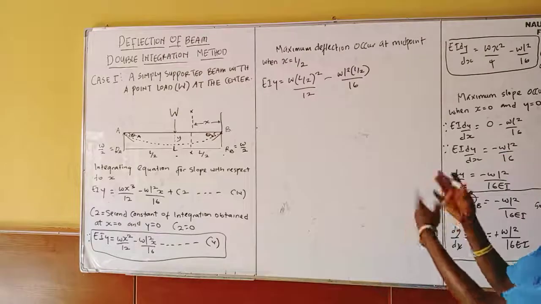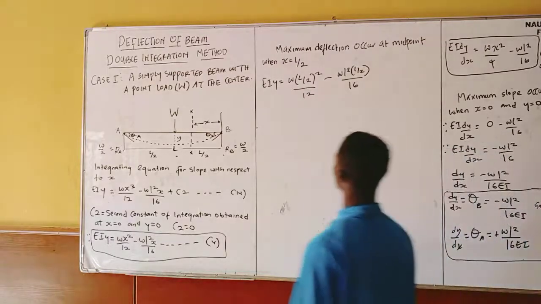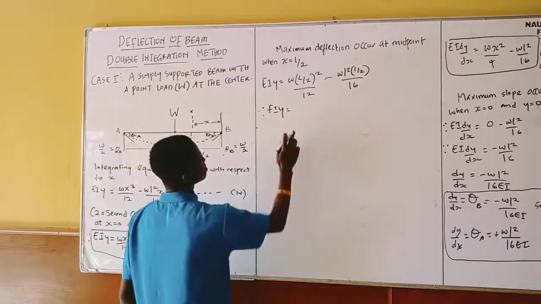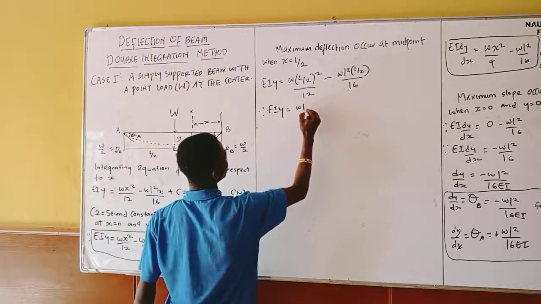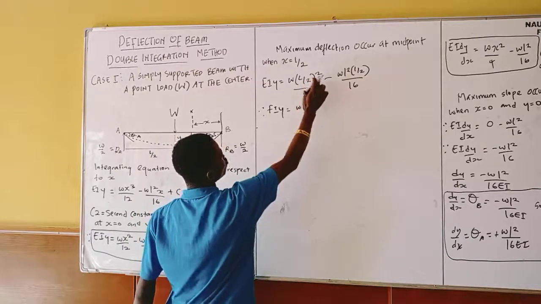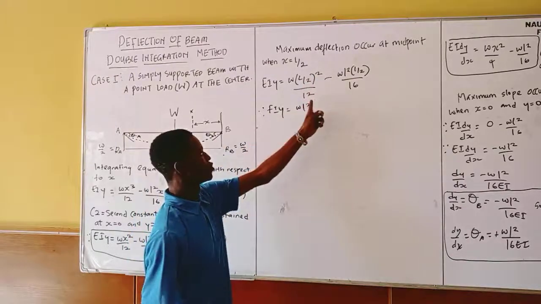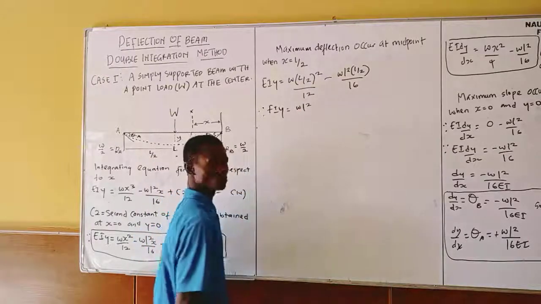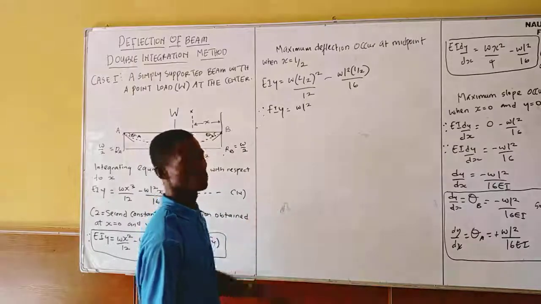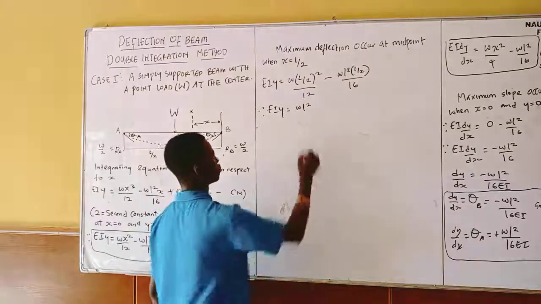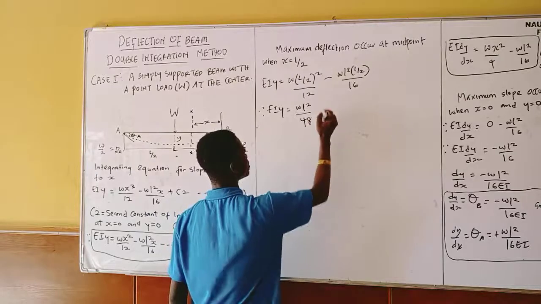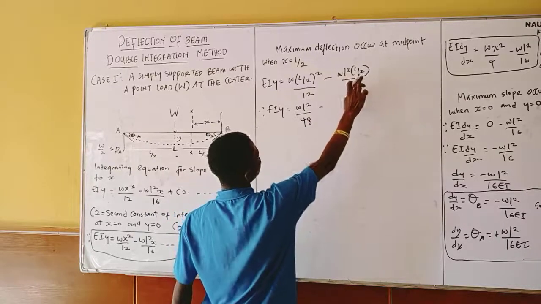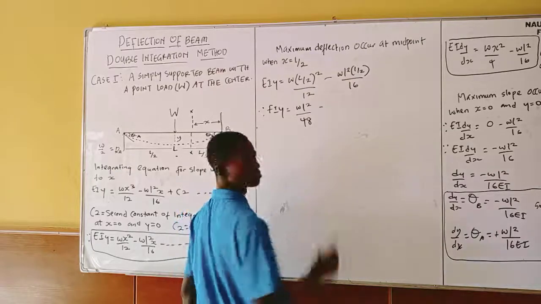So the next thing for me is to simplify this equation. By simplifying, I'm going to be left with EIY. I'm going to have WL square, this one is 2 square. You understand? Then this is going to multiply your denominator. 2 square is 4. Then 4 times 12 is 48. We are going to have 48 here. This is the negative. This one is WL square.